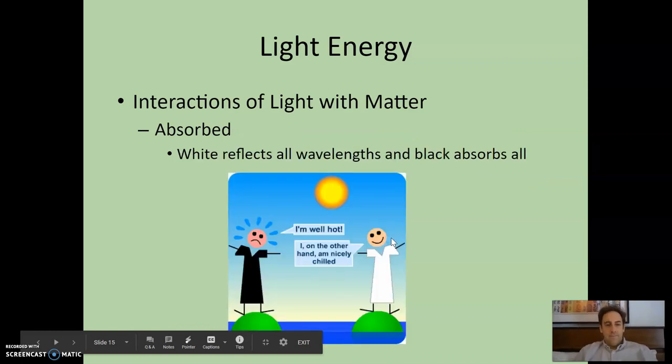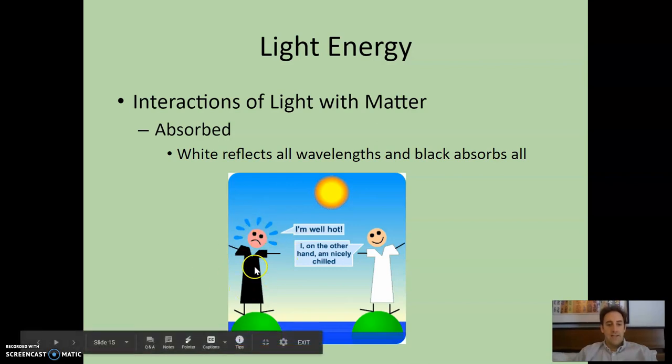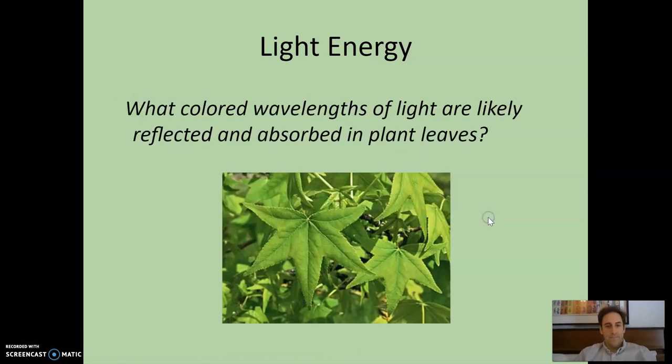So white, it turns out, substances reflect all wavelengths, and black absorbs all wavelengths. And that is why if you wear black on a hot sunny day, you tend to get hot, whereas if you wear white, you tend to be a little bit cooler.